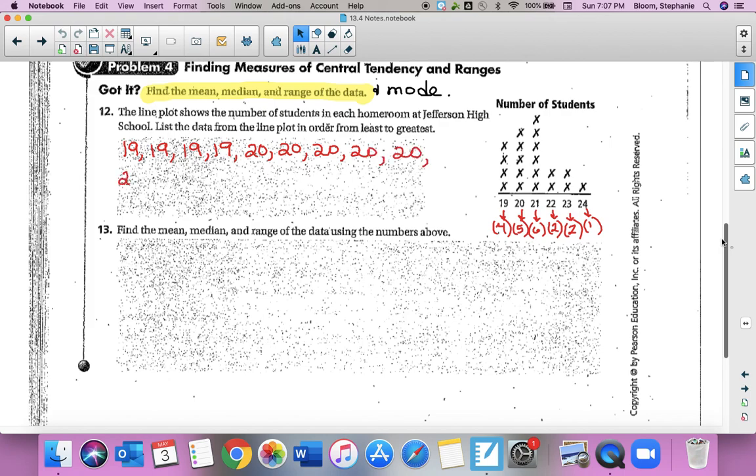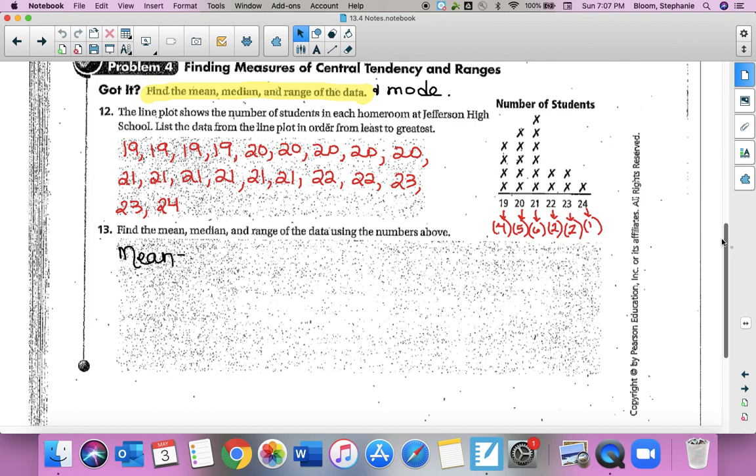21 6 times. Whoa. 1, 2, 3, 4, 5, 6. I'm going to list 22 2 times, 23 2 times, and 24 1 time. Okay, so we're going to start off and we're going to find the mean to begin.